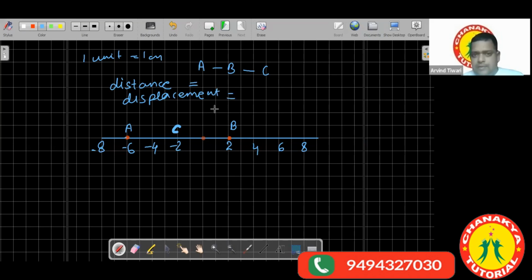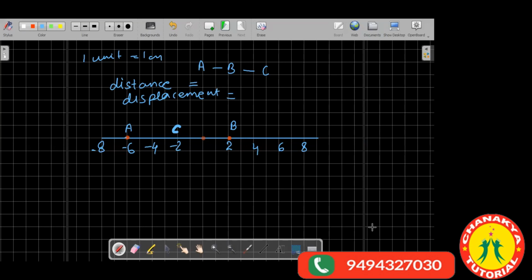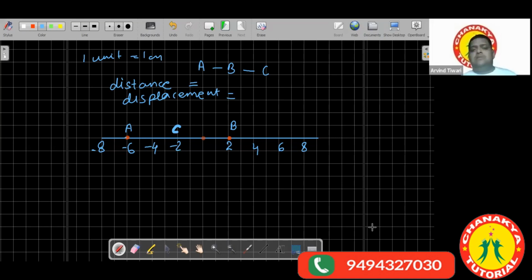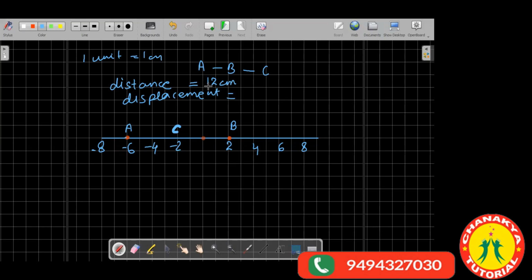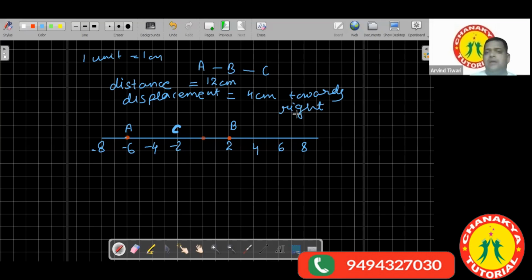Pranav, what is the distance? Distance is 12 centimeters in total. Very good. So you get the correct answer. The total distance traveled would be 12 centimeters. And what would be the displacement? The displacement could be 4 centimeters. Okay. So here the displacement is 4 centimeters towards right. Am I correct?